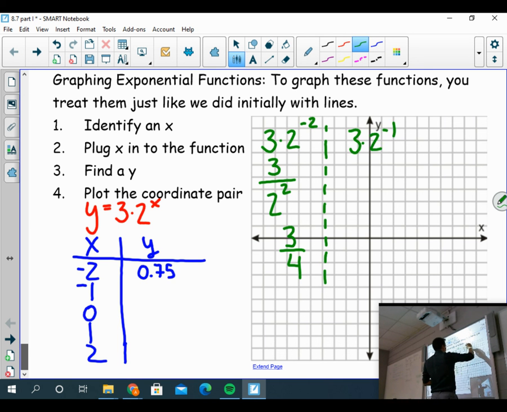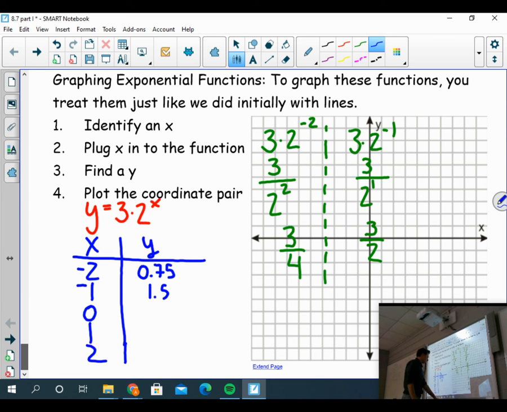Now we'll plug in -1 for x, and it's going to look pretty similar. Again, flip the side of the fraction your negative exponent is on, and you can rewrite it as positive. And this leads me to 3 over 2, since 2 to the 1 is 2. And we know that is 1.5 as a decimal. I'm writing the table values as decimals just because they're a little easier to plot on the graph.